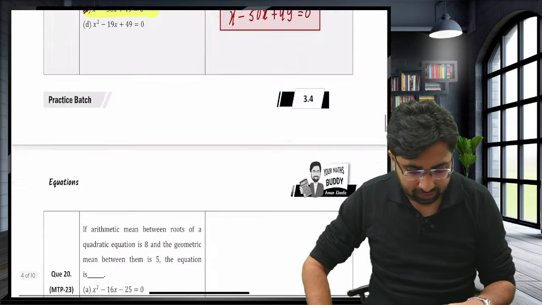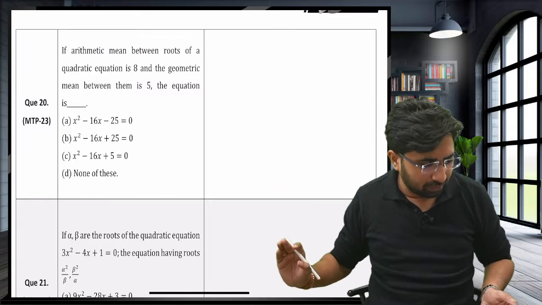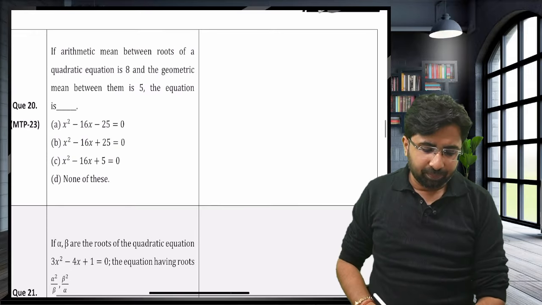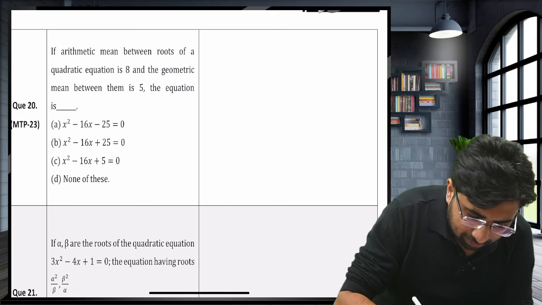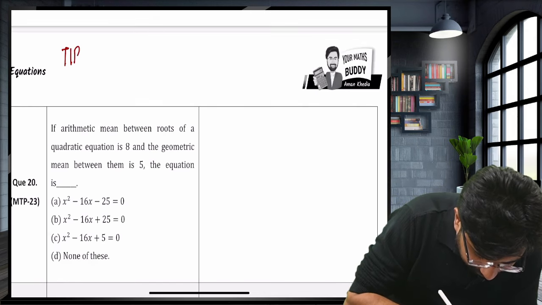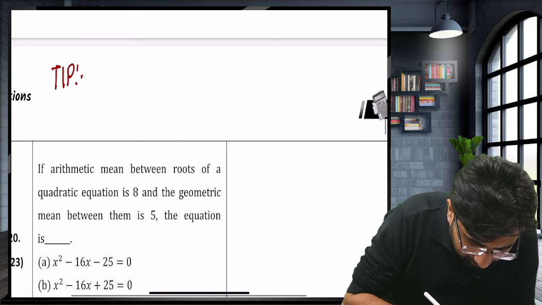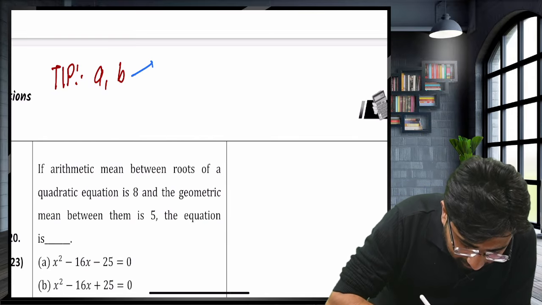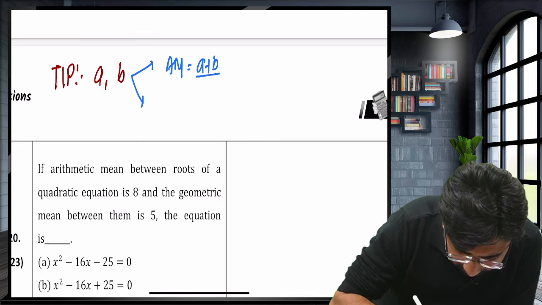Moving forward, guys, next question is waiting for you. Lots of variations I have taken over here, and we have to discuss all the variations. Sir, the arithmetic mean between the roots of the quadratic. Guys, what is the arithmetic mean? Write down one tip over here. If you have any two numbers, for example, A comma B, the arithmetic mean of two numbers is A plus B divided by 2.